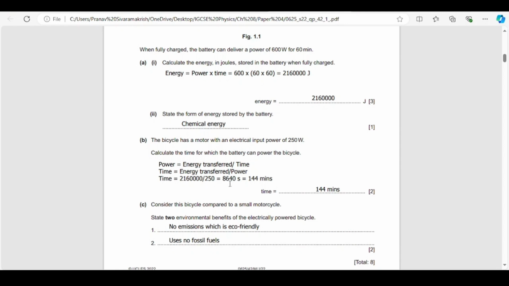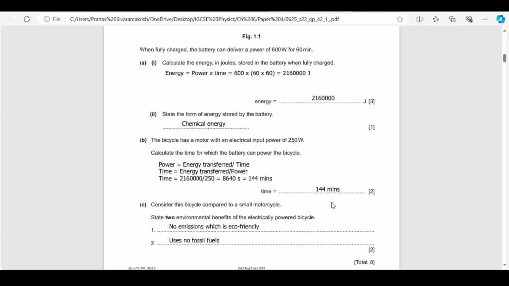the time, which is essentially 8,640 seconds, which again, if you divide by 60, you get 144 minutes, which is around 2 hours and 24 minutes. So you could give it in hours and minutes. I've just given it in minutes because you have to express it in hours and minutes anyway at the end.